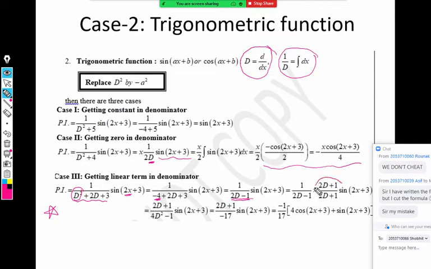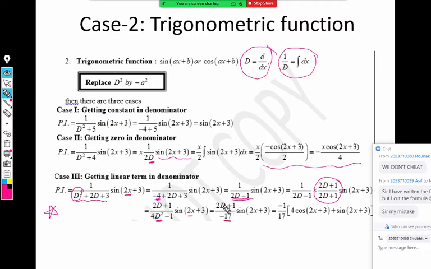So multiply by 2D plus 1 in the numerator and denominator. The denominator is converted to 4D square minus 1, and now it is a D square, so we can replace D square by minus 4. So minus 4 into 4 is minus 16, minus 1, that is minus 17, with 2D plus 1 as it is.